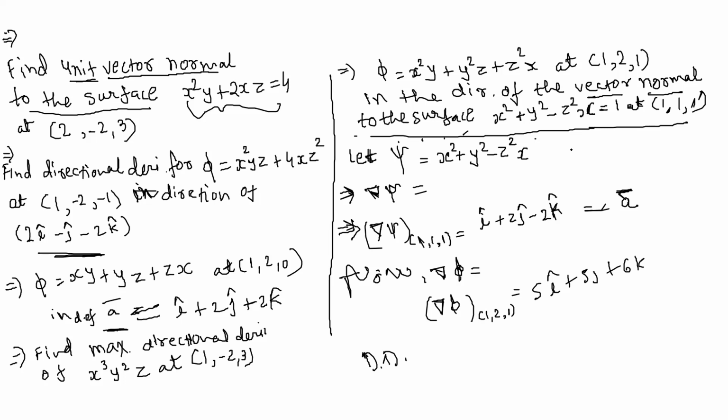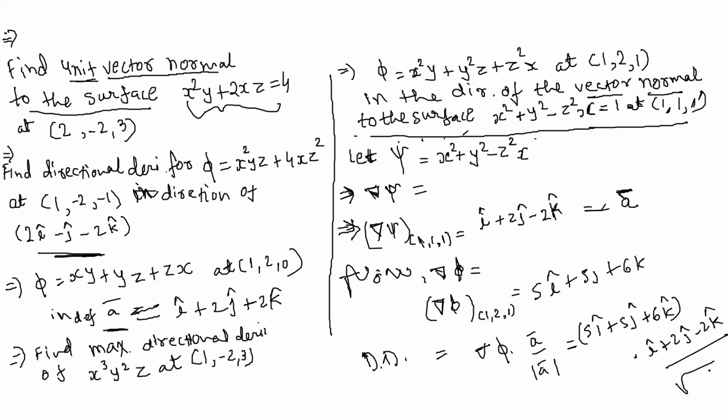Directional derivative of the given function in the direction of the vector normal to the surface is equal to. Now if you don't want to write so long, what to do? Required directional derivative equal to nebula phi dot a bar upon mod a bar. Now, what was your nebula phi? It is 5i plus 5j plus 6k. Put cap everywhere. A bar will be i cap plus 2j cap minus 2k cap upon mod a bar.